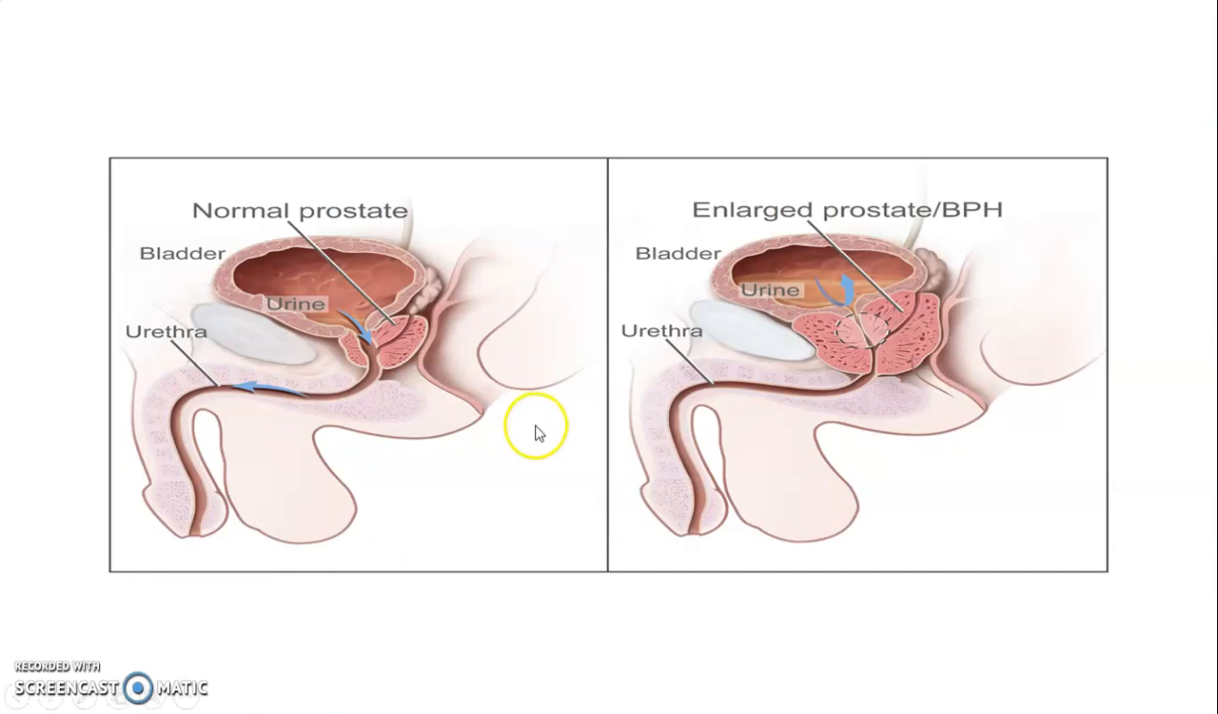So this is a normal prostate, and this shows an enlarged prostate, and you can see, look at the patency of the urethra. Its prostatic urethra is narrowed here. This is normal, so it's going to cause urine retention within the bladder.